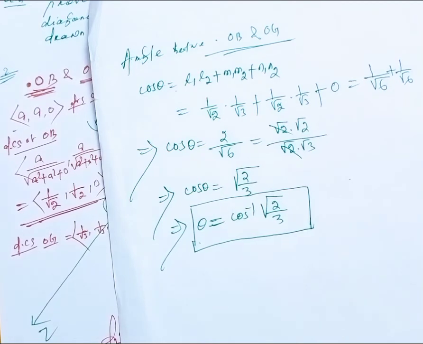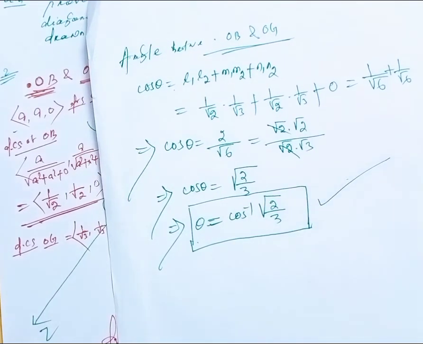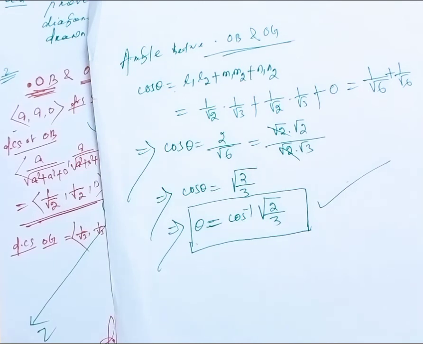So this is the proof of how to find the angle between diagonals of a cube, and the angle between the face diagonal and the main diagonal. By using direction cosines, we can easily find the angle between diagonals of a cube and between the face diagonal and main diagonal.